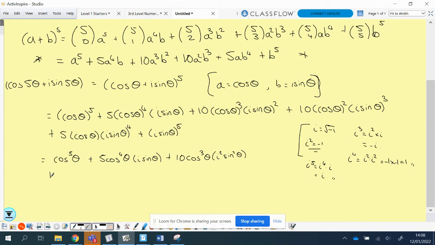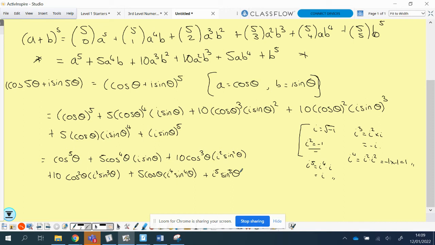Plus 10 cos squared theta i cubed sine cubed theta, plus 5 cos theta multiplied by, well, if I do that to the power 4, it's going to be i to the power 4 sine to the power 4 theta, plus i to the power 5 sine to the power 5 theta. Okay, so that's me just dealt with my powers from outside the bracket point of view into there.